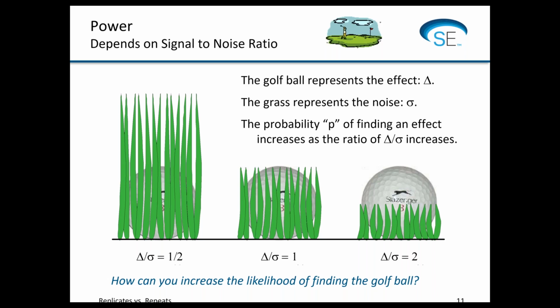If I'm varying temperature over a very small range, let's say I normally run at 200 and I decide, well, I'm going to run at 199 and 201, the change in the response due to the change in temperature is likely to be very small. So that golf ball would be little tiny, smaller than a marble.